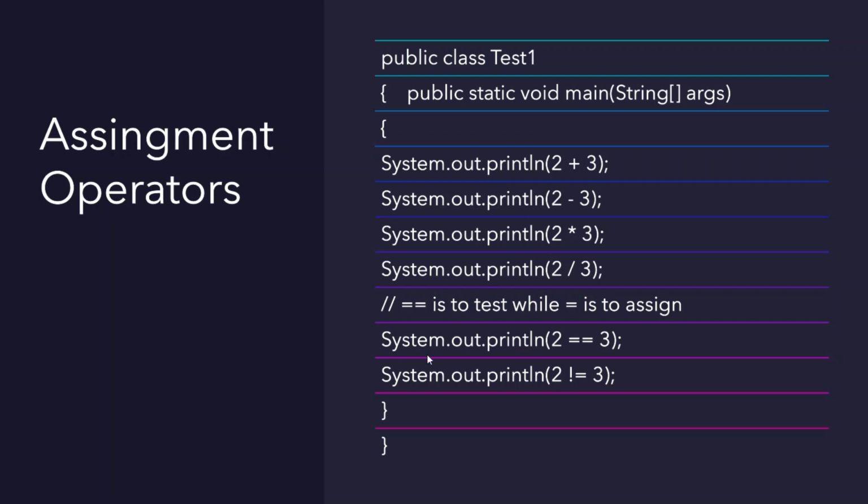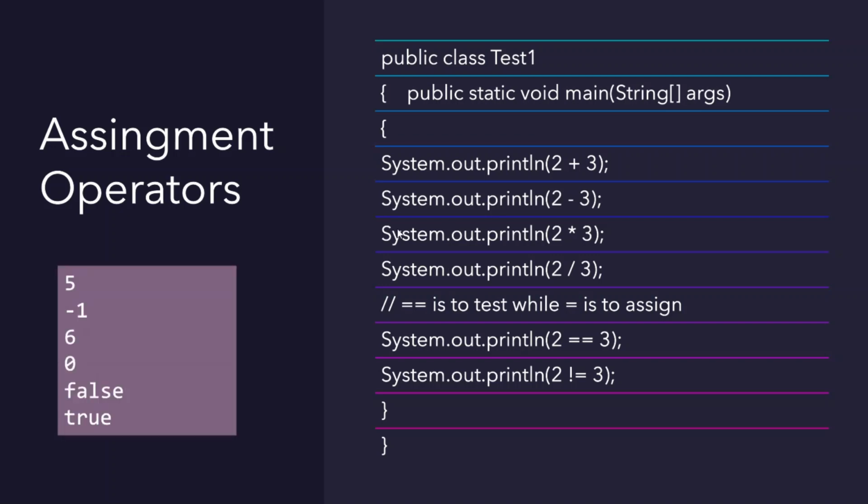And then we also have equal equals, which compares two values and returns a Boolean value if the two values are equal to each other. And then we have the exclamation point and the equals symbol, which returns a Boolean value if two values are not equal to each other. So this code would result in the output given in this purple box.